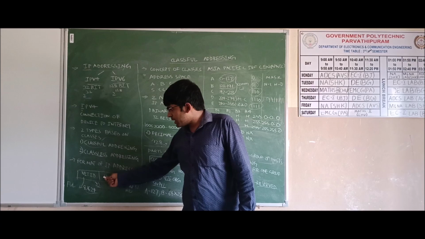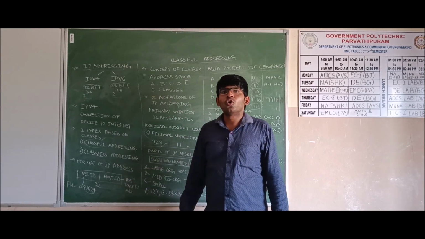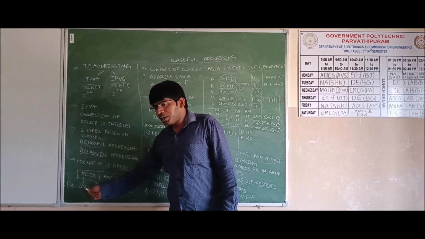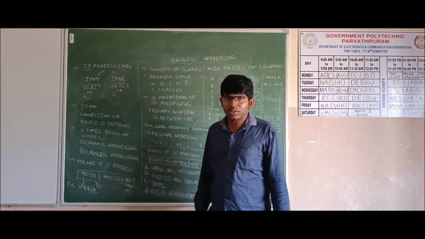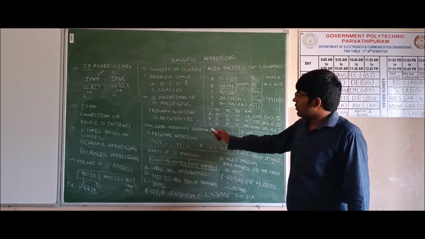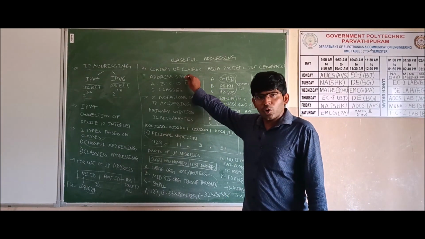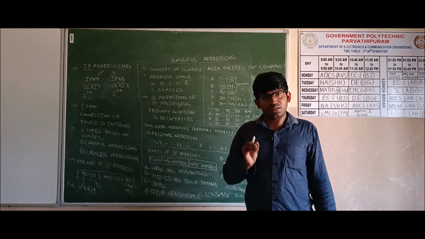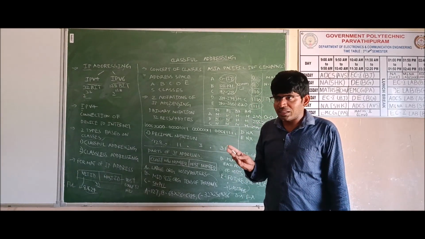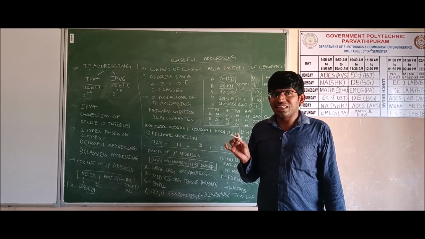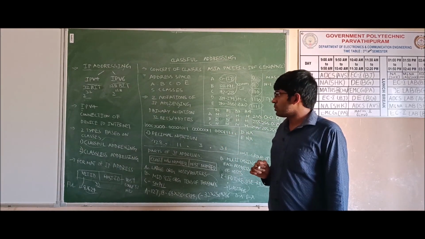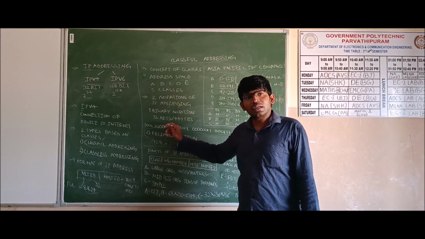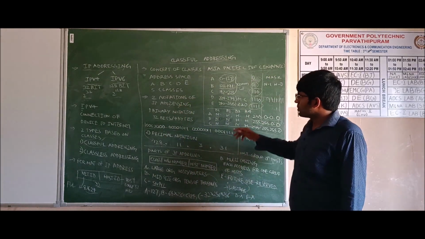The format of classful addressing is network ID and host ID. In classful, the network ID may be 8 bits, 16 bits or 24 bits. And we discussed the classes are A, B. How many classes do we have in classful addressing? 5 classes. Class A, B, C, D, E. We can denote the addresses either in binary format or decimal format.